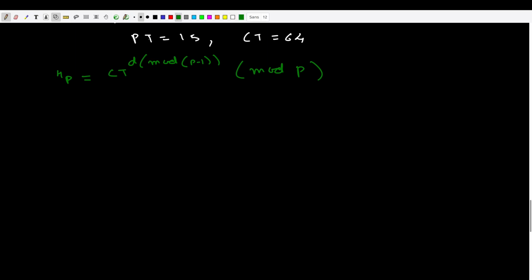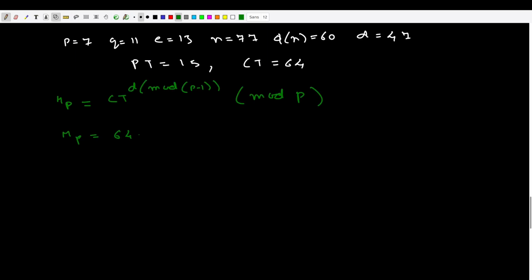Now let us plug the values. So MP will be equal to, ciphertext is what? 64, right? And the value of d is what? 47, modulo, and let's do P minus 1 here. So P minus 1 is what? 6. And this is mod 7, right? So MP is 64 to the power 47 modulo 6, and 47 modulo 6 is what? 5, right? 5 is the remainder there, and this becomes mod 7.